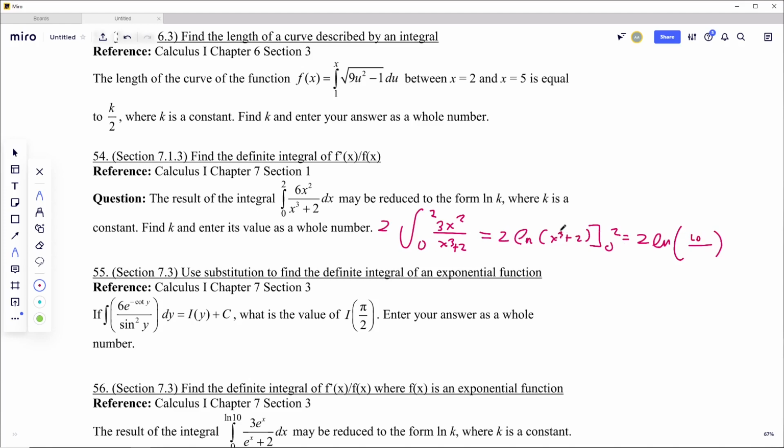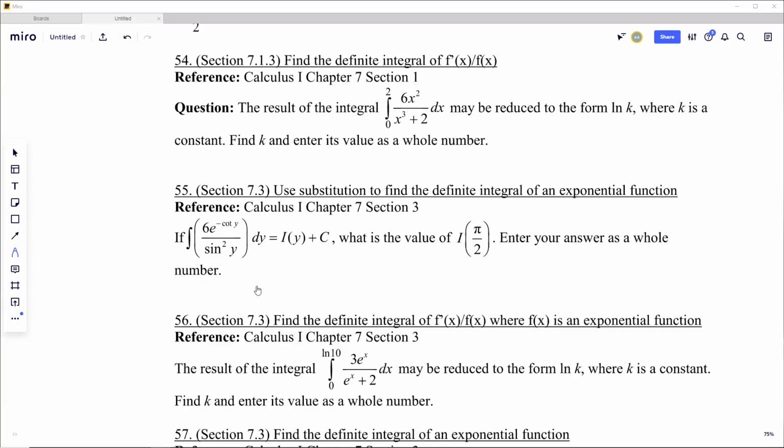Put 0 here, you're going to get 0 cubed plus 2, that's 2. Don't forget the 2. You're not going to get 0 down. Divide them, you're going to get 5. 2 ln 5 is nothing but putting the 2 as an exponent, so it's going to be ln 25. And that's it, pretty much.